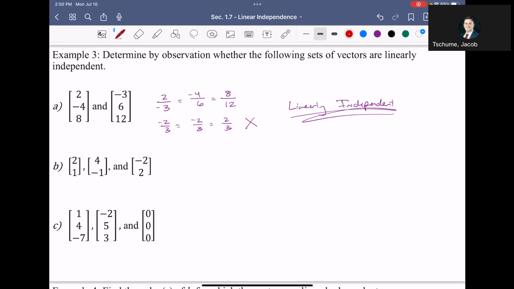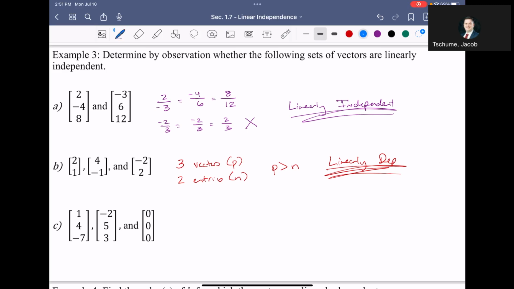For part B, you have three vectors: 2, 1, 4, -1, and -2, 2. What I notice is that there are three vectors, which was our p-value from the previous slide. And then you have two entries in each vector, which is the n value. Since the number of vectors is greater than the number of entries in each vector, I don't have to do any work. Immediately, these three vectors have to be linearly dependent.